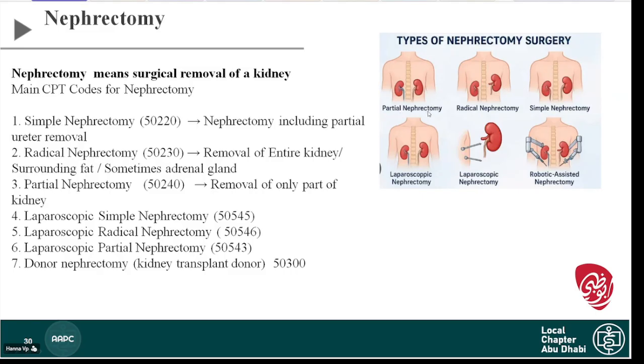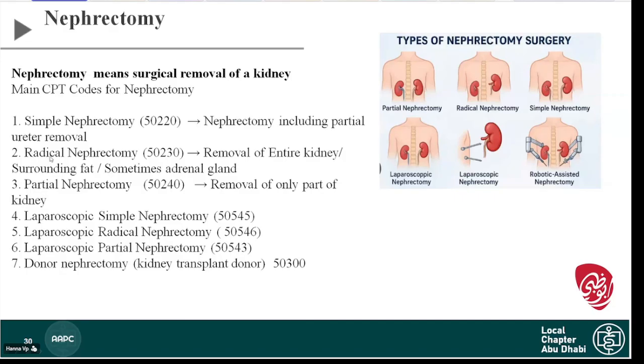Partial nephrectomy, radical nephrectomy, simple nephrectomy, laparoscopic nephrectomy. See that? Robotic assisted nephrectomy. These are the different types of nephrectomy. So in our CPT textbook, we have different codes related to nephrectomy only. Okay, see the codes given here. Simple, radical. See, what does simple nephrectomy mean, guys? Nephrectomy including partial ureter removal.